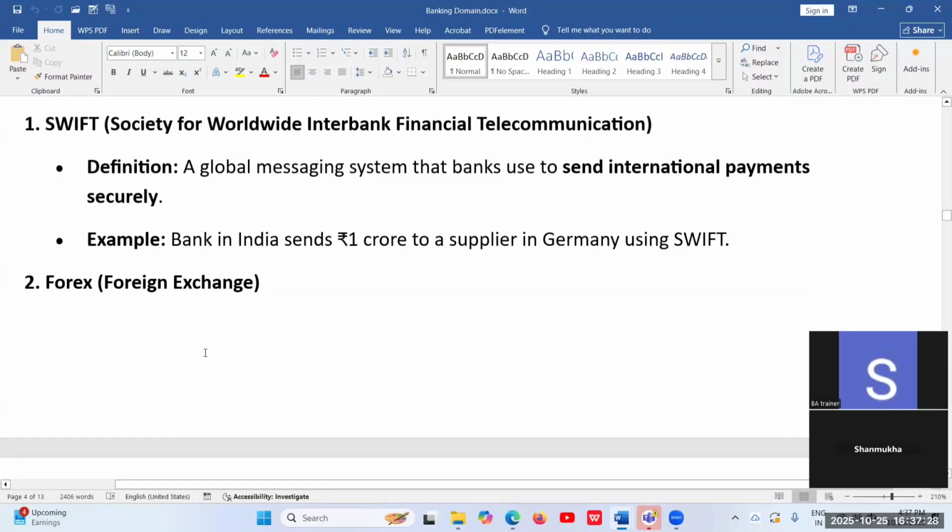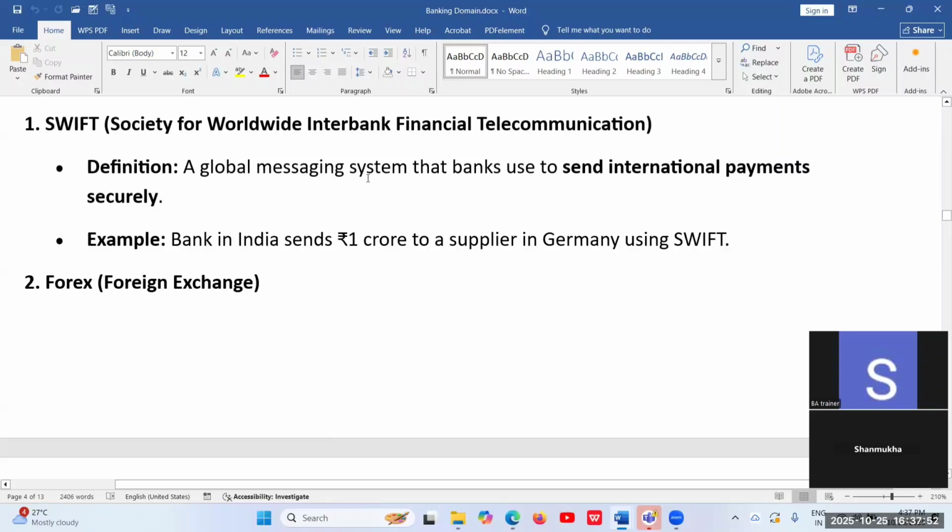And then we have SWIFT. SWIFT also we are all familiar. This is for international payments. SWIFT stands for Society for Worldwide Interbank Financial Telecommunication. Let me reiterate once again: S stands for Society, W stands for Worldwide, I stands for Interbank, F stands for Financial, T stands for Telecommunication.